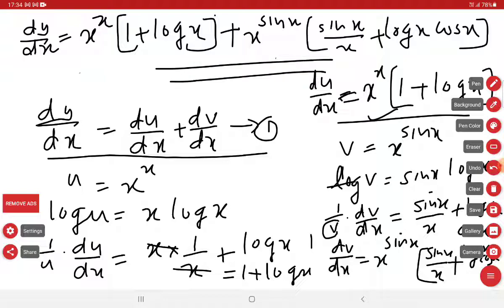So if the given function is the sum of 2 or 3 functions of the form f of x raised to g of x, we have to follow it in this way. If there are 3 functions, we have to take u, v, w. Then find du by dx, dv by dx and dw by dx.